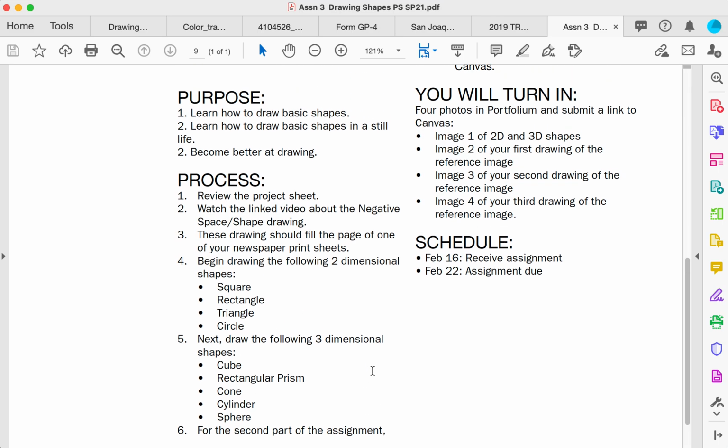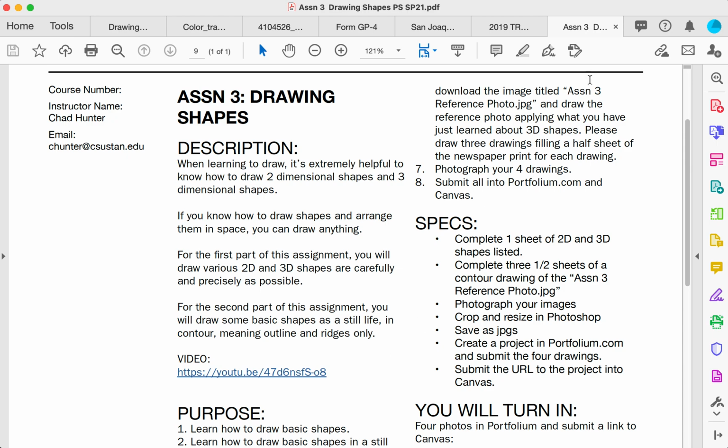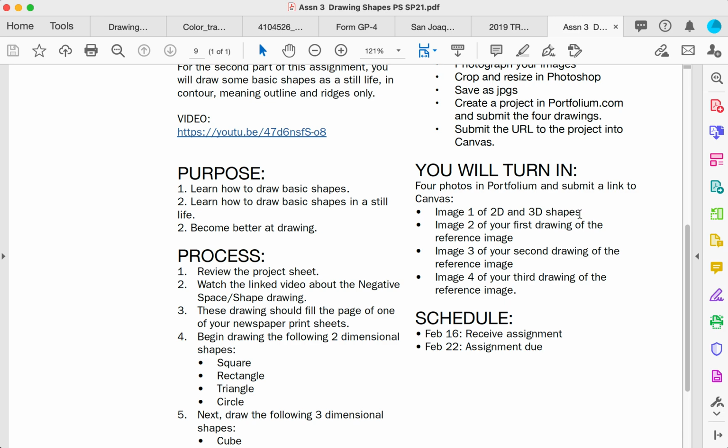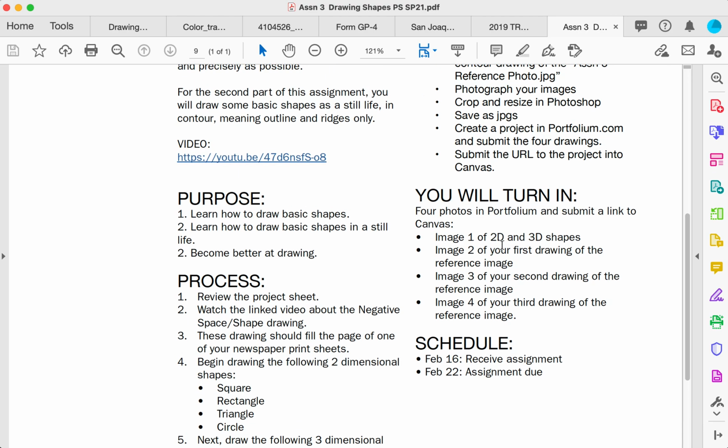For the second part of the assignment, download the reference photo and draw it, applying what you've learned about 3D shapes. Draw 3 of these, filling half a newsprint sheet with each drawing. Photograph your 4 drawings, and then submit an image of your 3D shapes and 3 images of the reference drawings.